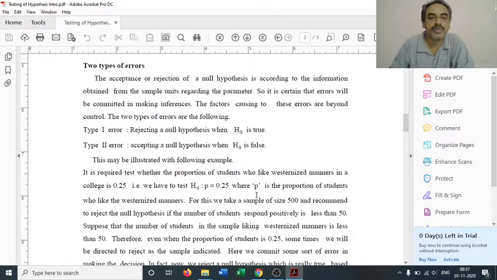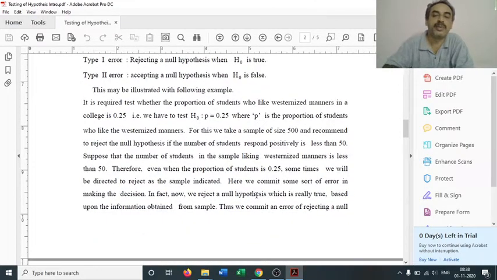Now there are two types of errors possible to commit in various test procedures. The two types of errors are known as type 1 error and type 2 error. Type 1 error is the case of rejecting a null hypothesis when H0 is true, and type 2 error is accepting a null hypothesis when H0 is false. So these are the two actions of committing errors in any test procedure, that is rejecting a null hypothesis when H0 is true and accepting a null hypothesis when H0 is false. This is illustrated with the help of an example.